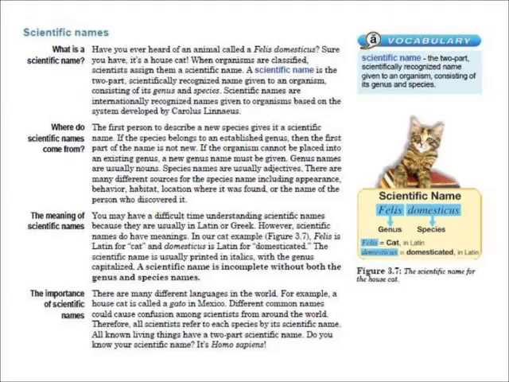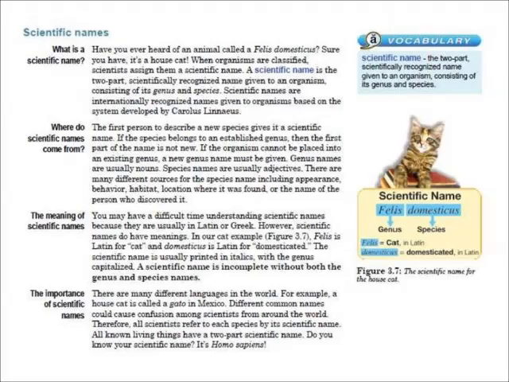You may have a difficult time understanding scientific names because they are usually in Latin or Greek. However, scientific names do have meanings. In our cat example, for Figure 3.7, Felis is Latin for cat, and domesticus is Latin for domesticated. The scientific name is usually printed in italics, with the genus capitalized. A scientific name is incomplete without both the genus and species name.